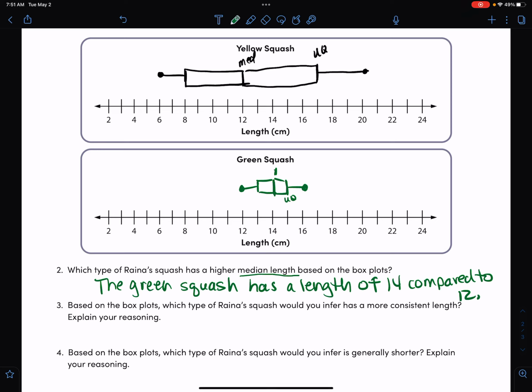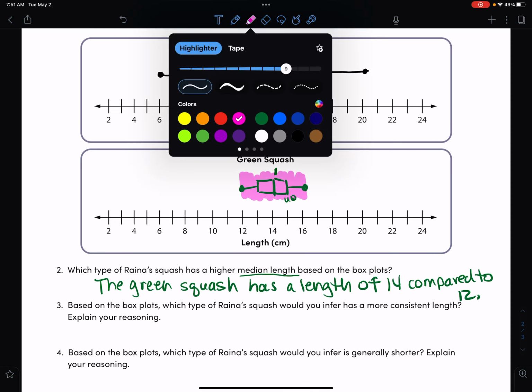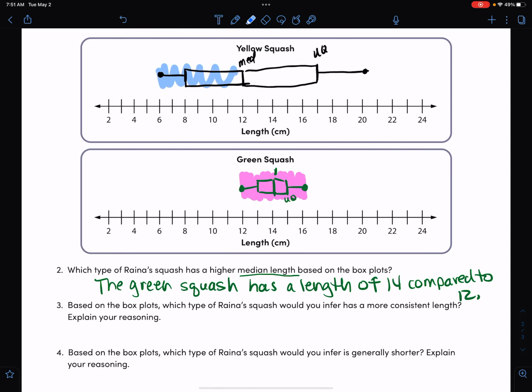Based on the box plots, which type of squash would you infer has a more consistent length? Well, I think we've talked about that in class, but this means that I can expect this squash to be between 12 and 16, and I can expect this squash to be anywhere between 6 and 20. So in terms of a consistent length, that consistent length would have to be the green squash.